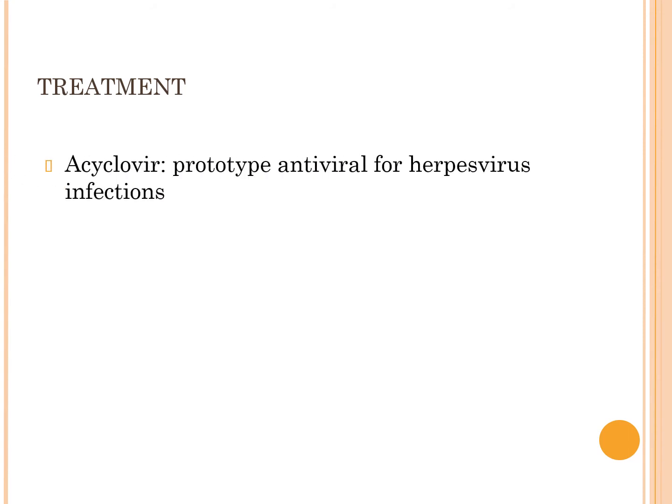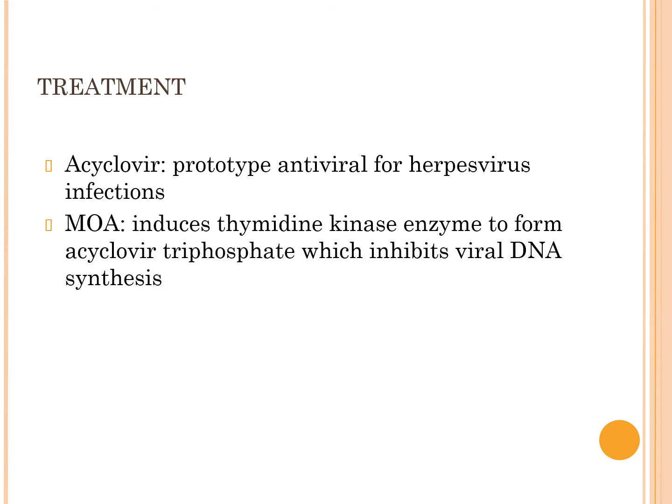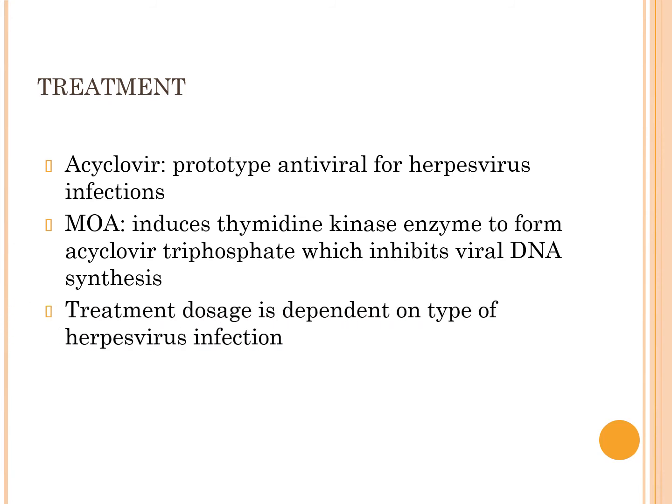Now, what about treatment? Acyclovir is the prototype drug for the treatment of herpes virus infections. How does it work? It induces an enzyme called thymidine kinase, which forms acyclovir triphosphate, which is a powerful inhibitor of viral DNA synthesis. The treatment dosage for this particular drug is dependent on the type of herpes virus infection that it wants to cure.